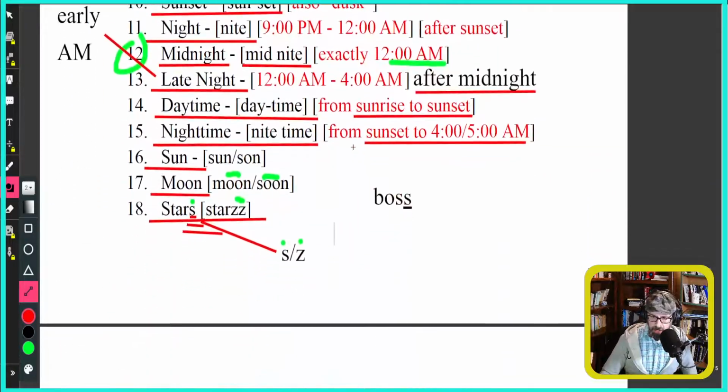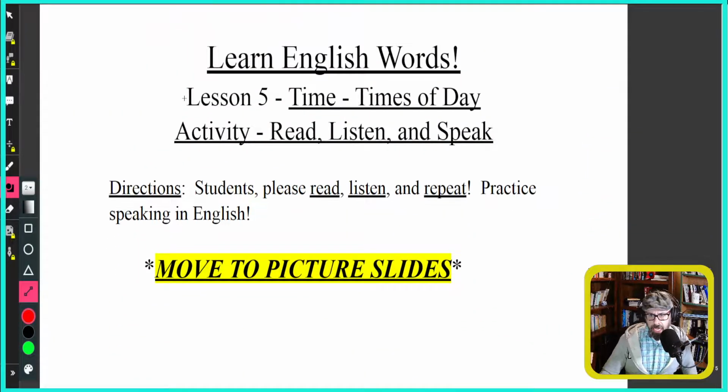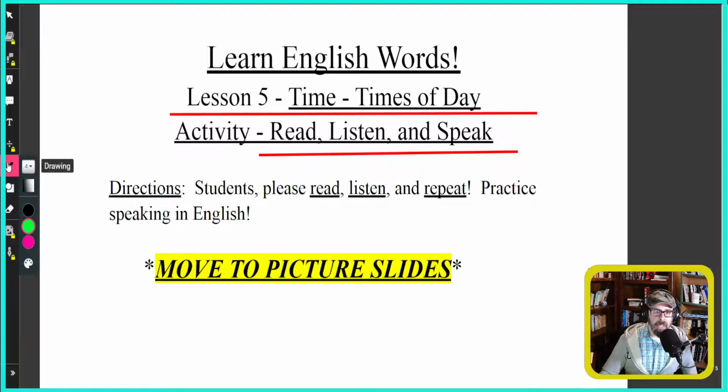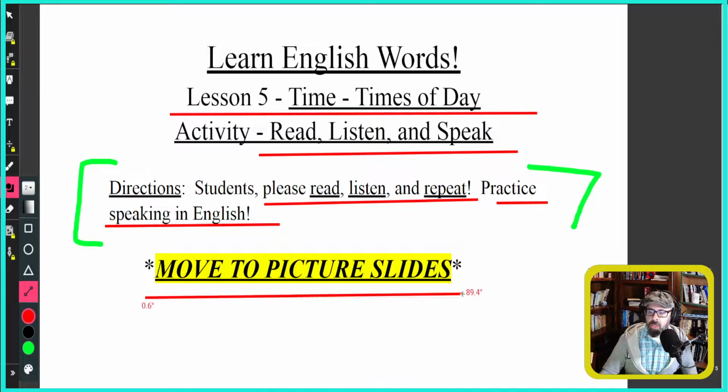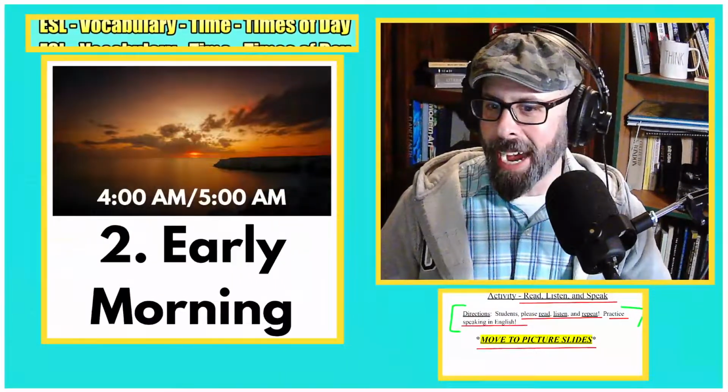Okay, let's go down. Let's see if we've got our spot. So continuing with lesson 5, time and times of day. The activity will be for reading, listening, and speaking. Let's look at the directions here. Directions say, students, please read, listen, and repeat or practice speaking. Pronunciation. Your chance to practice these words out loud. So your chance to practice speaking in English. Let's move over to our picture slides and see if we can get the picture slides to work. It's working.